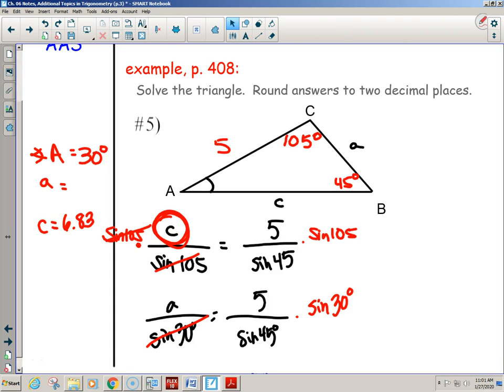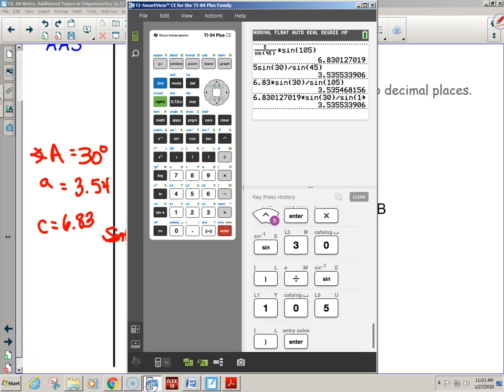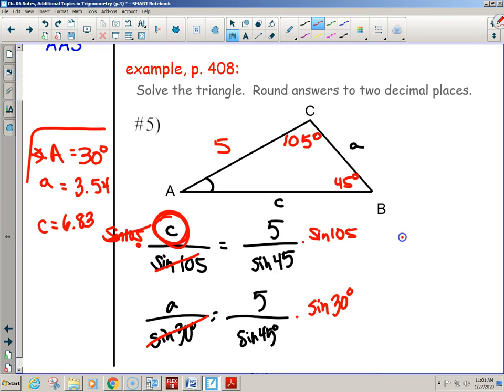I didn't even write it down. What was that answer again, guys? 3.54? Or isn't it, when you round it, isn't it 5.5? Oh no, it's just 5.4. Okay, my bad. Done, done. Everything's solved for.